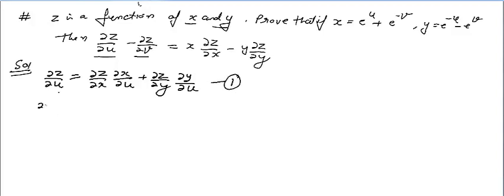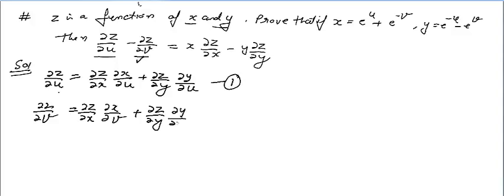Now curl z by curl v, because you need this one also, is curl z by curl x and curl x by curl v, plus curl z by curl y and curl y by curl v. Call this equation number 2. So we need all these terms, this term, this term, this term, this term, and we will try to solve for them.